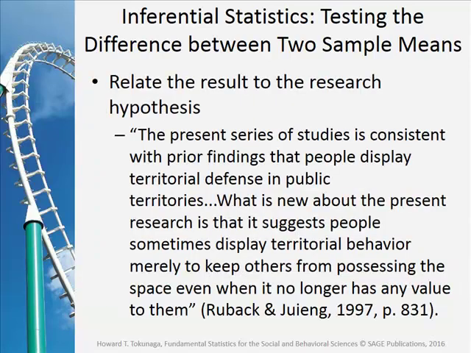So this is what they wrote in their article. The present series of studies is consistent with prior findings that people display territorial defenses in public territories. What is new about the present research is that it suggests people sometimes display territorial behavior merely to keep others from possessing the space, even when it no longer has any value to them. Okay, so there's two things here. One, we are territorial over things that we do not actually own.